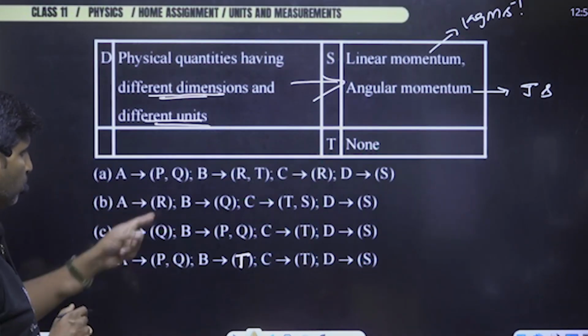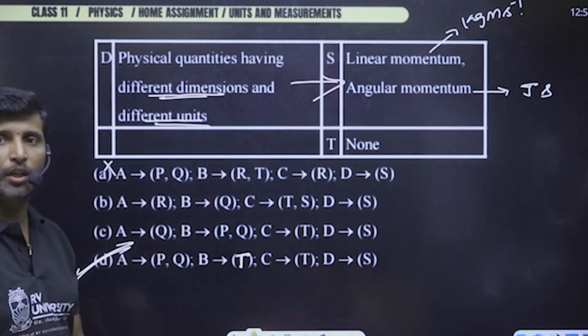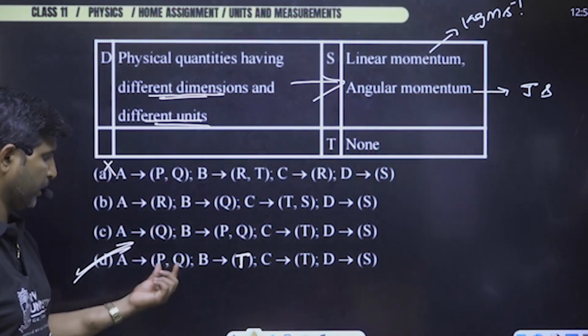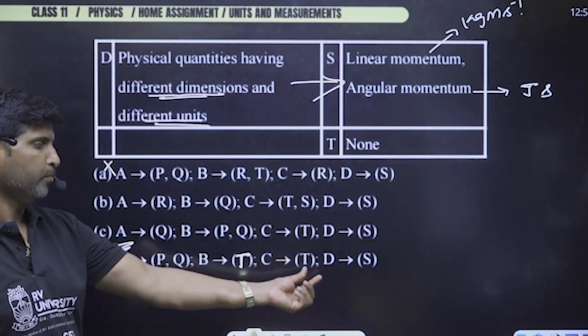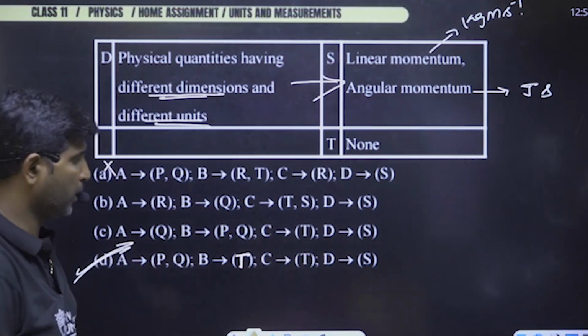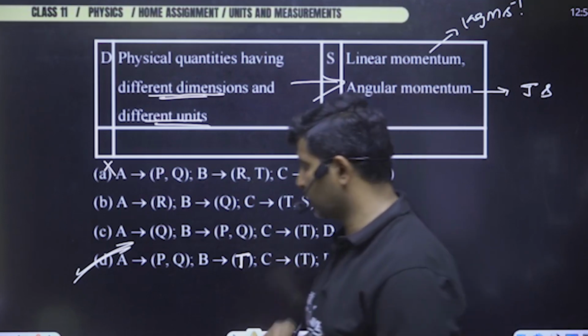A goes to P, Q. B goes to T. So this is not right, there is only one option left that we can think of. Option D will be the right answer. I have changed the key here: B goes to T and C goes to T, and D will stand for yes. Like that we have to think and analyze the numerical questions.